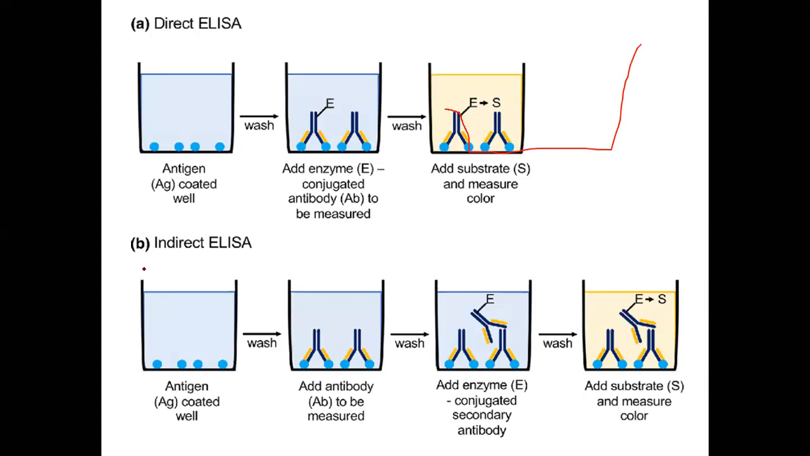In this indirect one, the antigen is coated over here. So in this case we require two antibodies. One is the primary antibody, and then to that you have a conjugated secondary antibody which comes into the picture. This secondary antibody is linked with the enzyme, and that in turn converts the substrate into the colored product.